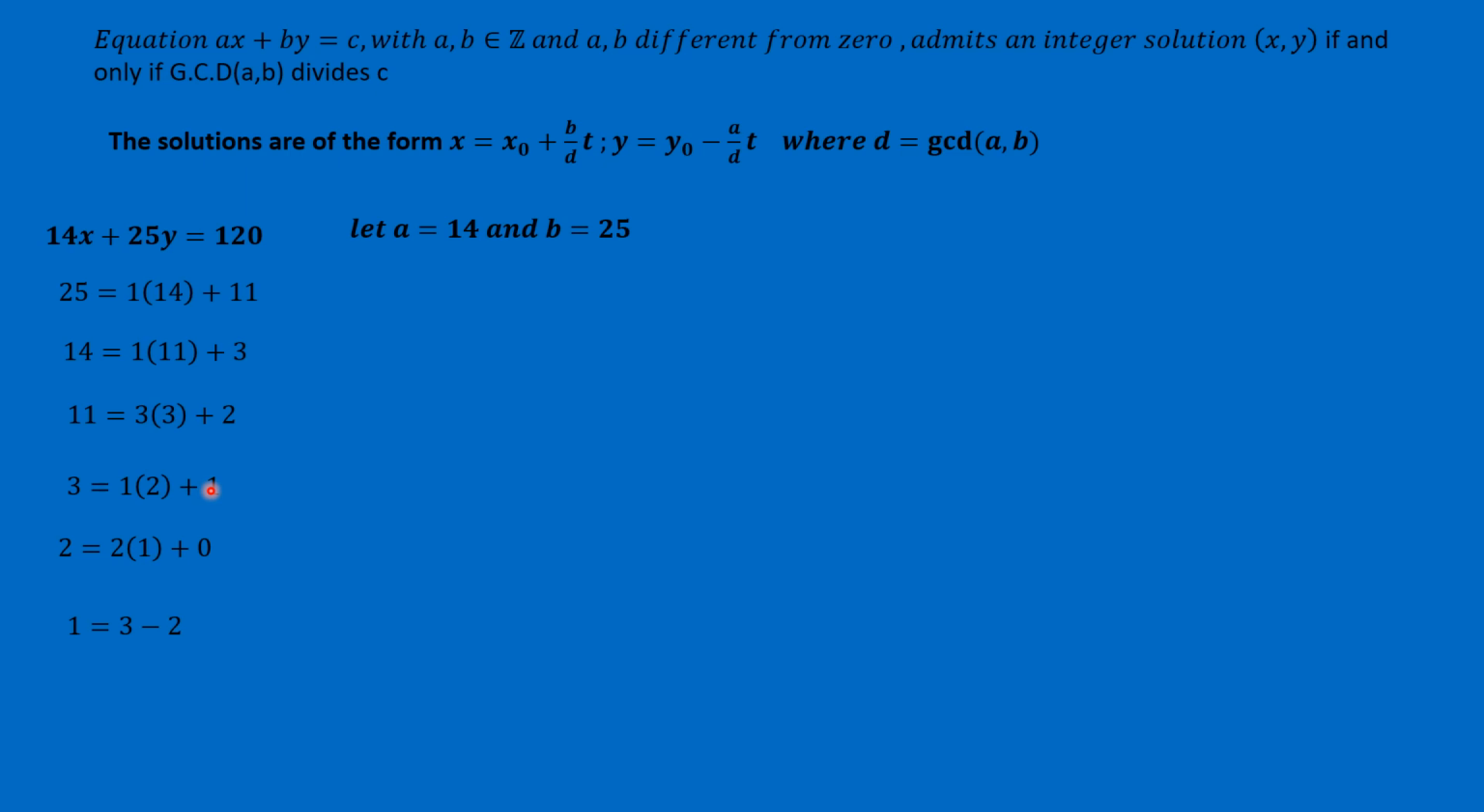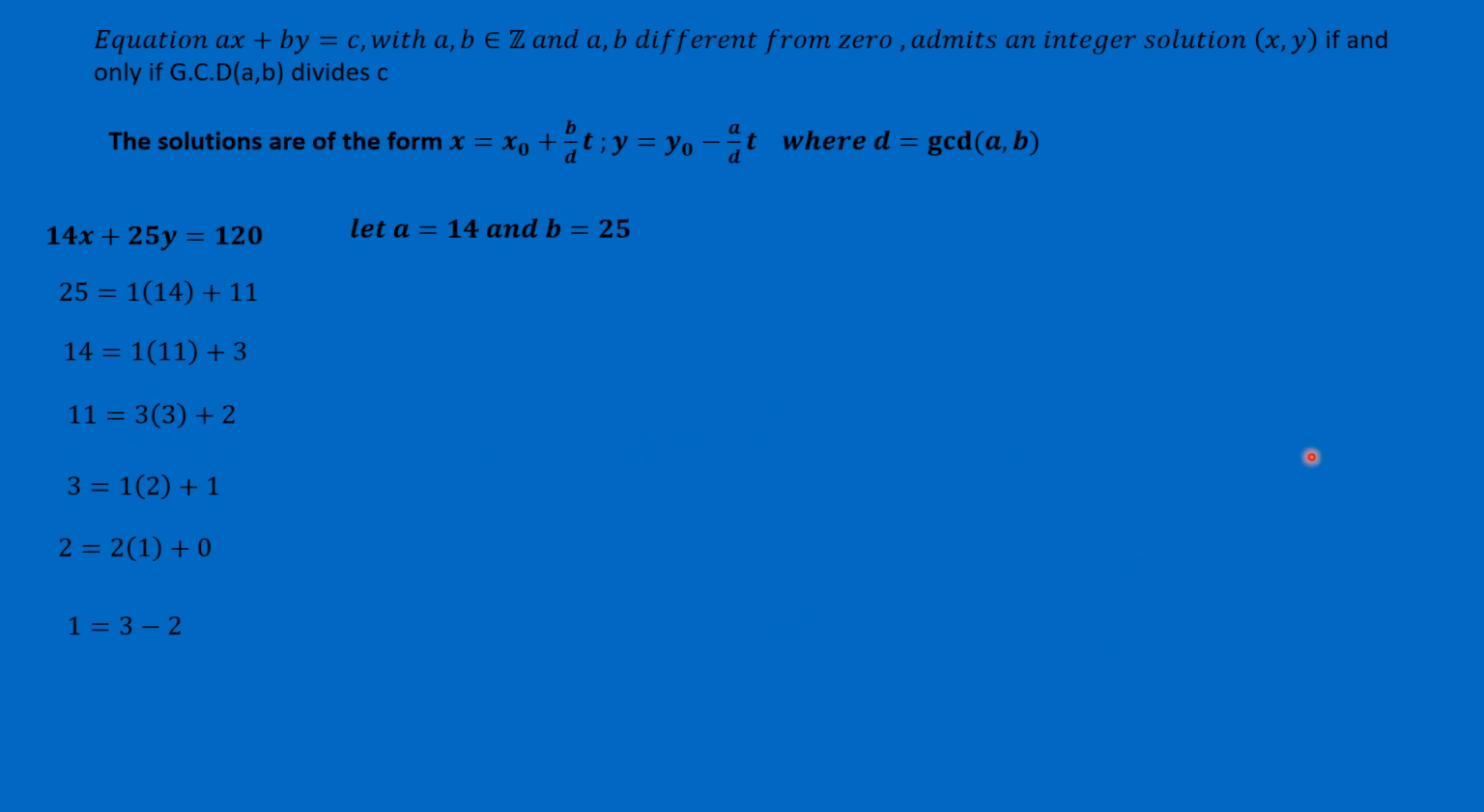That's, we make 1 the subject here. Next, we now make 2 the subject here and replace in this place. So we are now replacing the remainders backward. So 3 is equal to what? 2 is equal to 11 minus 3 into 3.